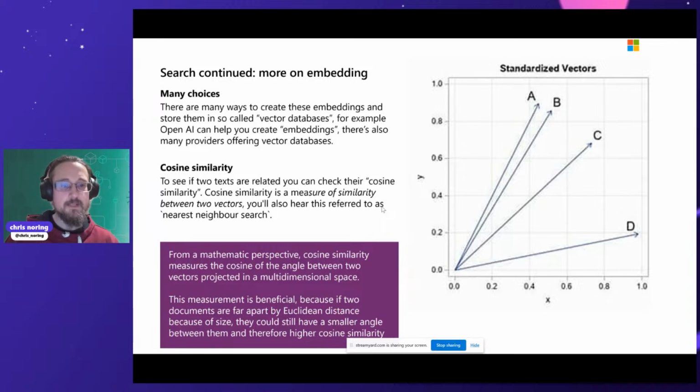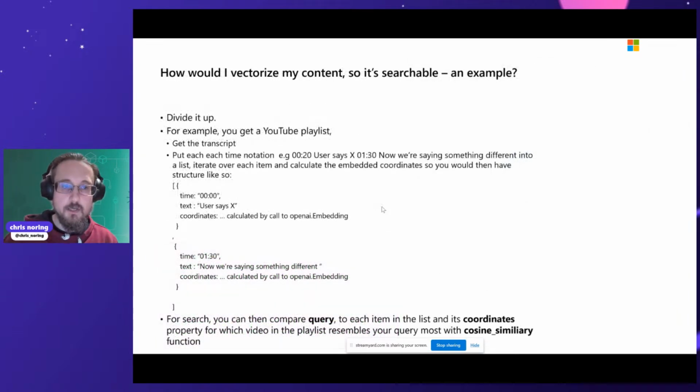And here's some mathematical things where it says cosine similarity measures the cosine of the angle between the two vectors projected in multidimensional space. That's what you need to know, right? So if we're on the same page about comparing the angles between two pieces of text, we understand how we can search.